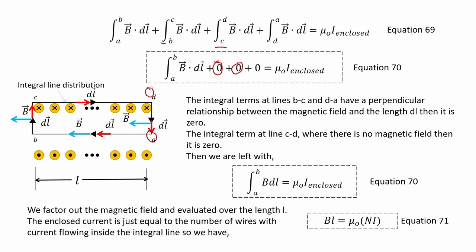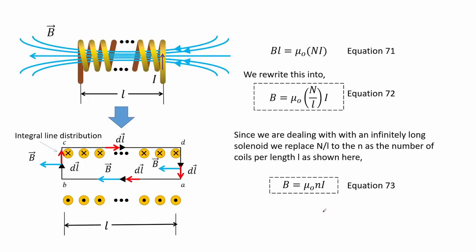We factor out the magnetic field and evaluate it over the length L. The enclosed current is just equal to the number of wires with current flowing inside the integral line, so we have equation 71. Since we are dealing with an infinitely long solenoid, we replace N over L with n, the number of coils per length L, as shown here in equation 73.